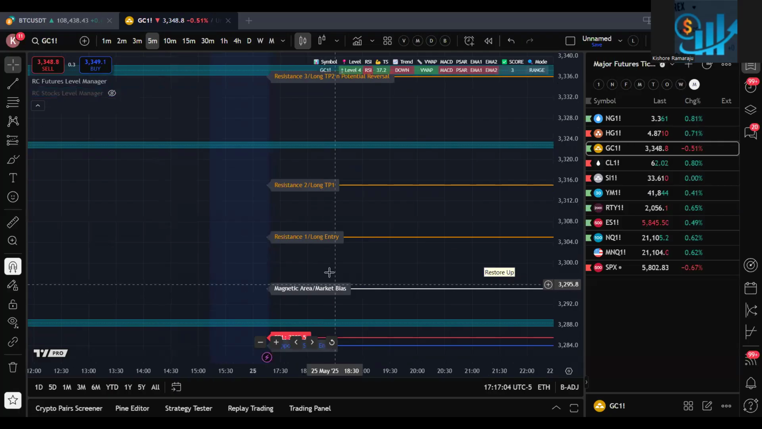So always, first thing: if you are above the magnetic area, that means you are bullish. And second thing, you are also checking what the score is. If the score is good, if the score is above 6, and you are above the magnetic area, better you focus only on the buy opportunity. That means you are in an uptrend, only focus on buy opportunities.